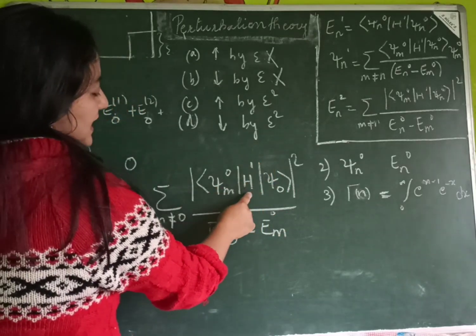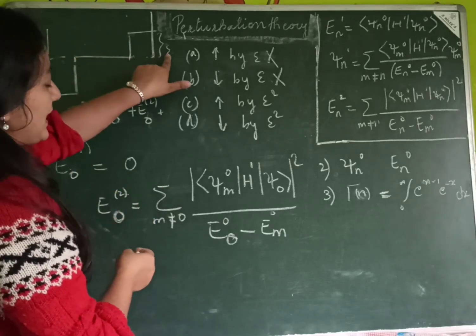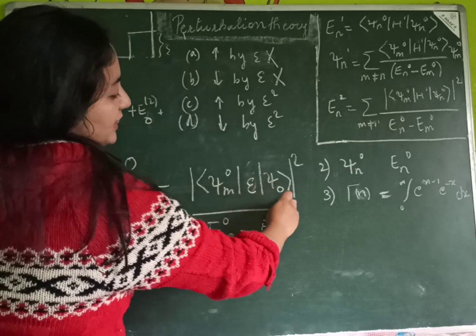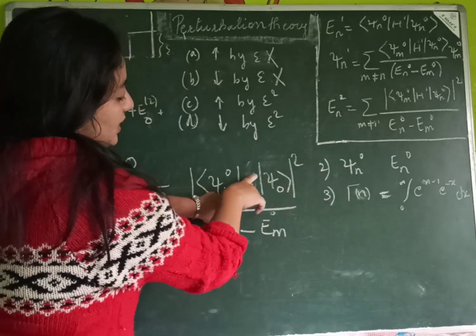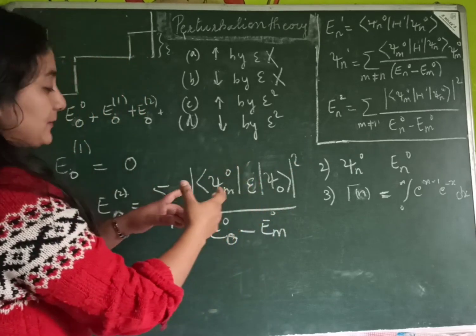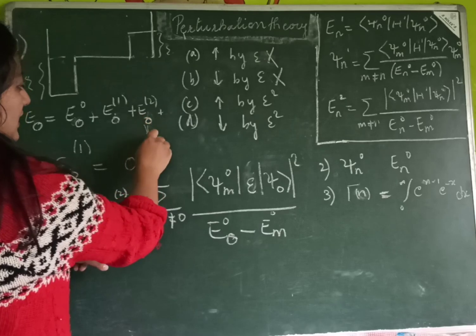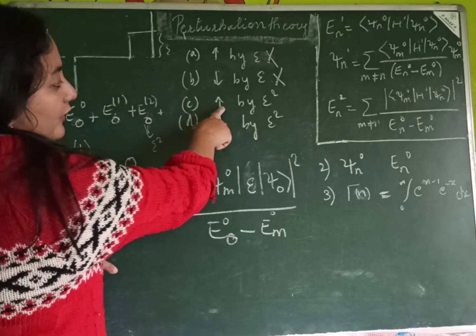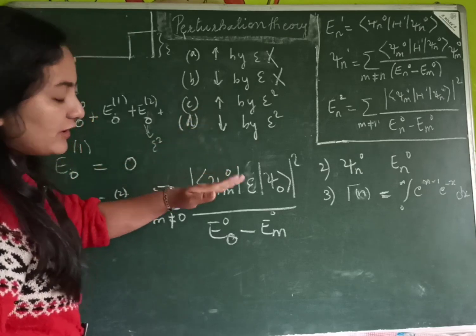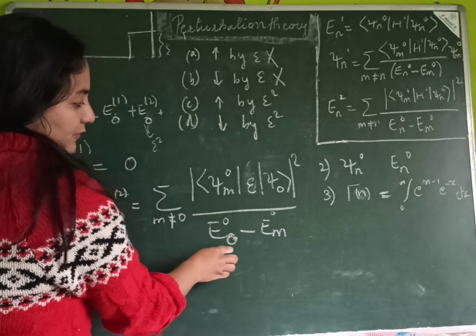Now this is H prime, and our perturbation is of the order of epsilon. So if I put epsilon here, I should be getting two terms. That means epsilon squared. So my correction, this E0 second-order correction, is of the order of epsilon squared, but I do not know whether it is increased or decreased. To identify that, let us move one step forward and see this one.